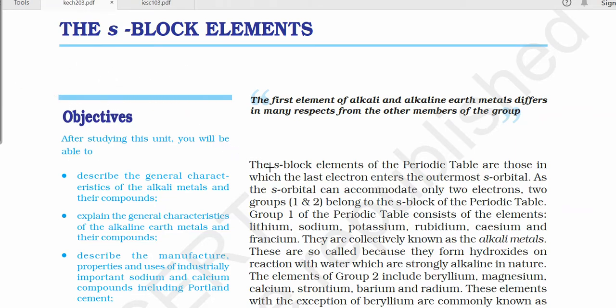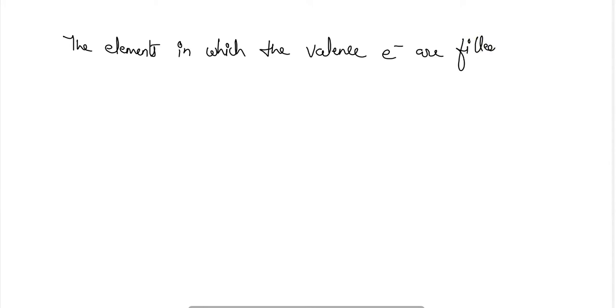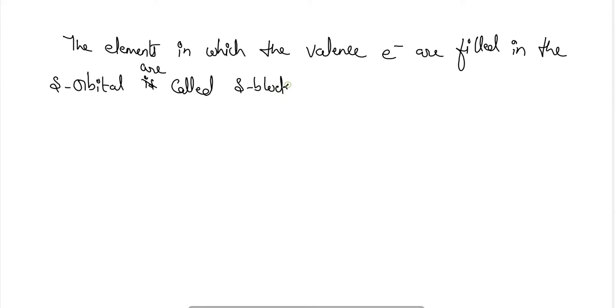Here we are going to study the S block elements. First, let's define what the S block elements are. The elements in which the valence electron is filled in the S orbital are called S block elements. So the elements where the last electron fills the S orbital will be termed the S block elements.